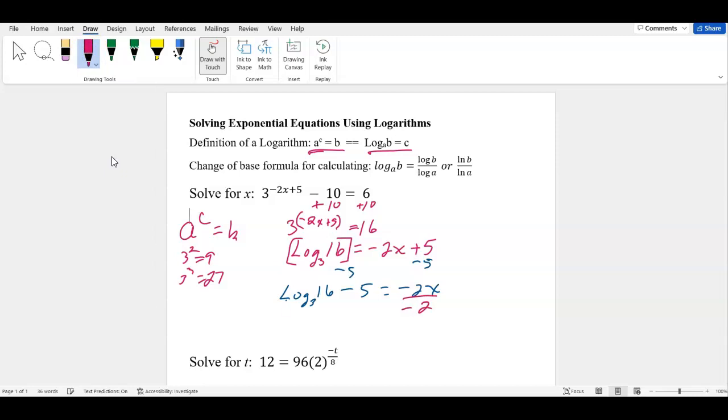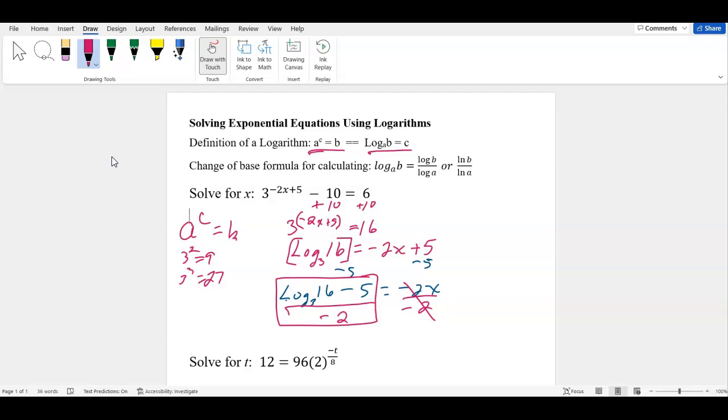Like I would had I known what this number was. And of course, I can't subtract 5 from a number that I don't know, so I'll just leave it as log base 3 of 16 minus 5, and then that will give me x. x will actually equal this. This is my expression for x, and that's an exact solution.